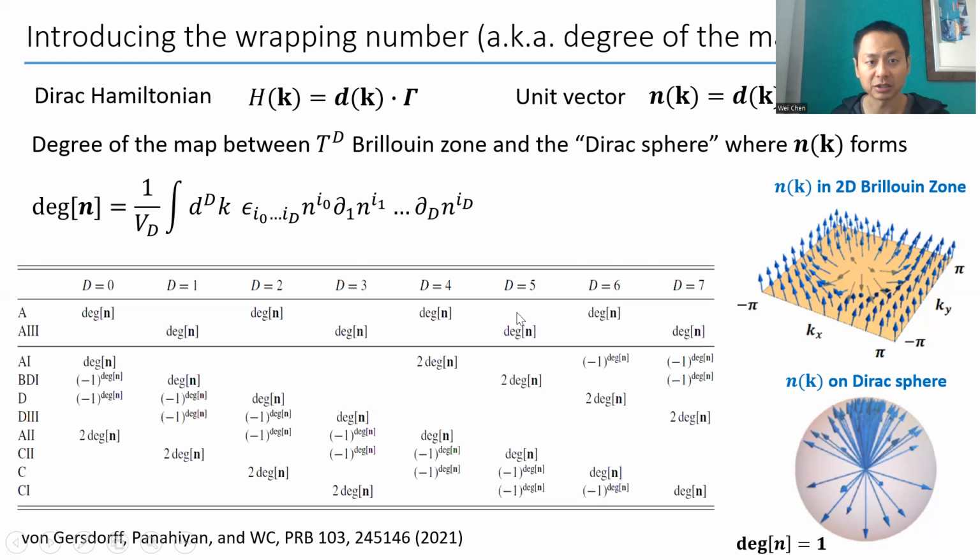And using this logic, any non-trivial dimension and symmetry class on this periodic table is either the degree of the map, or −1 to the degree of the map, or 2 times the degree of the map, depending on which class you belong to. So we offer a universal way to construct the topological invariant. So now the issue is, how do we write this degree of the map into real space so that you can calculate it directly from a lattice Hamiltonian?